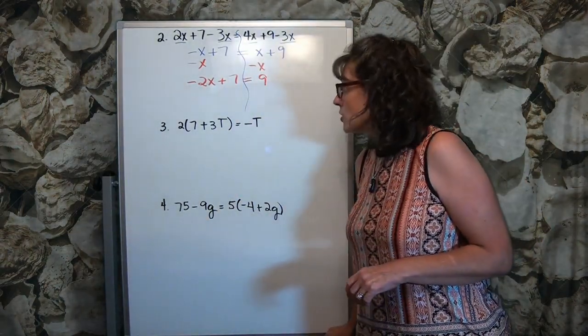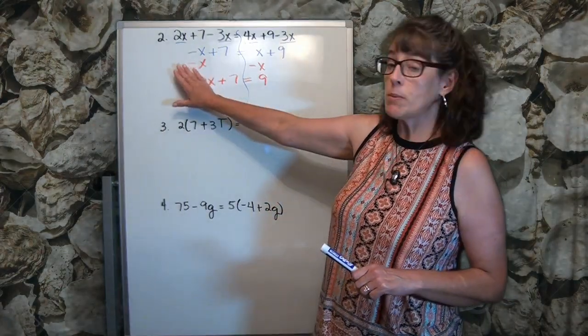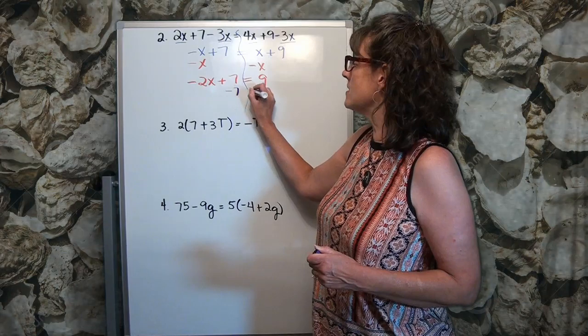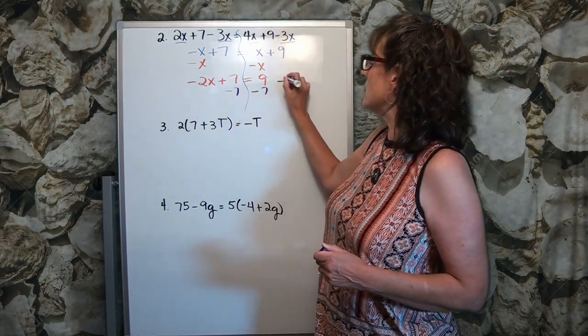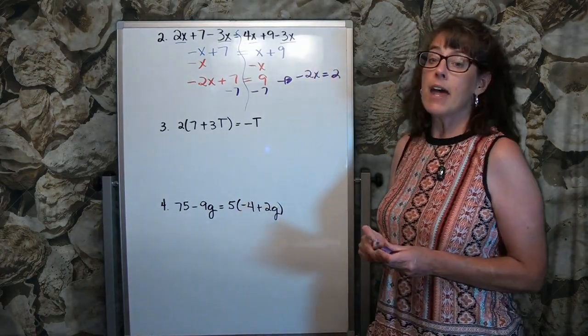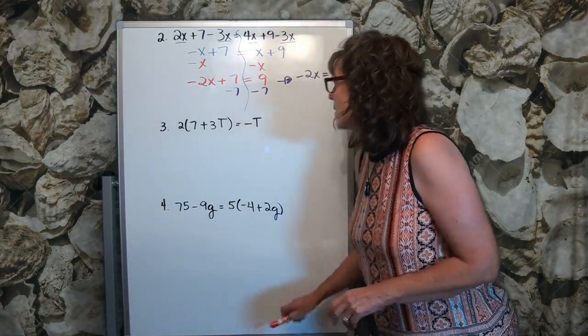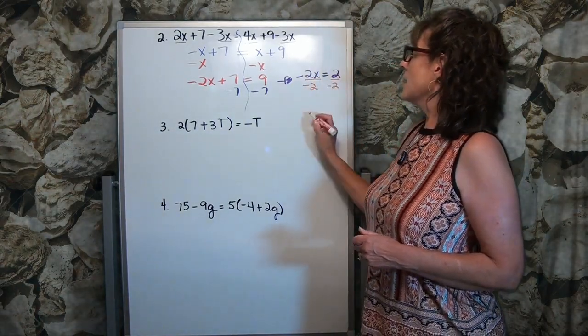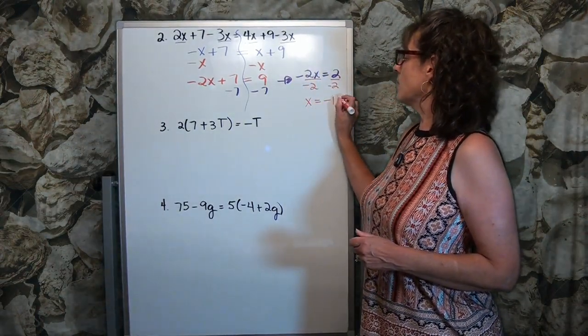So now what I'm going to do is I'm going to go ahead and put all my variables on this side. I'm going to slide all my constants over on this side. So I'm going to subtract that 7. And that gives me a negative 2x equal to 2. And at this point, in order to get that x by itself, what I'm going to do is divide through by that negative 2. And so that gives me x equals negative 1.